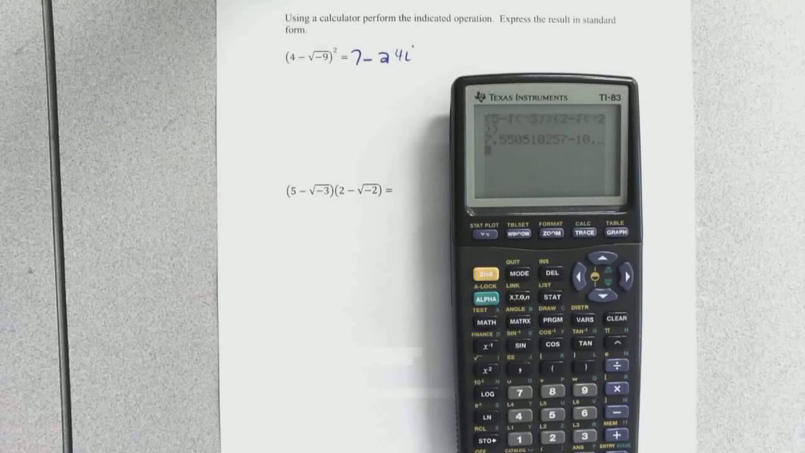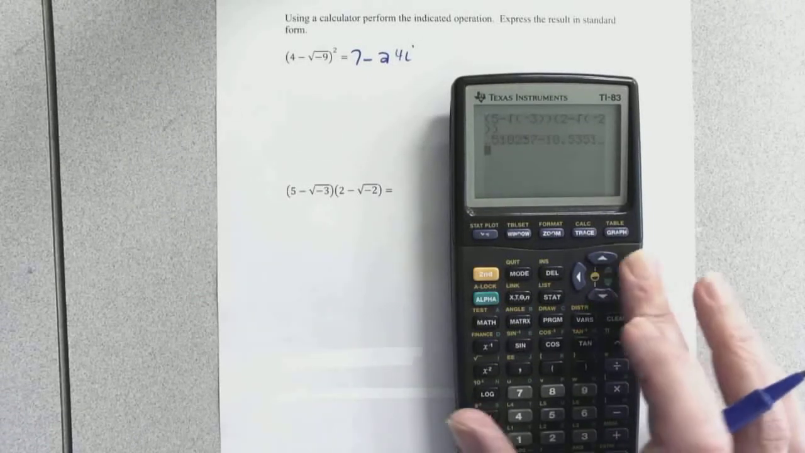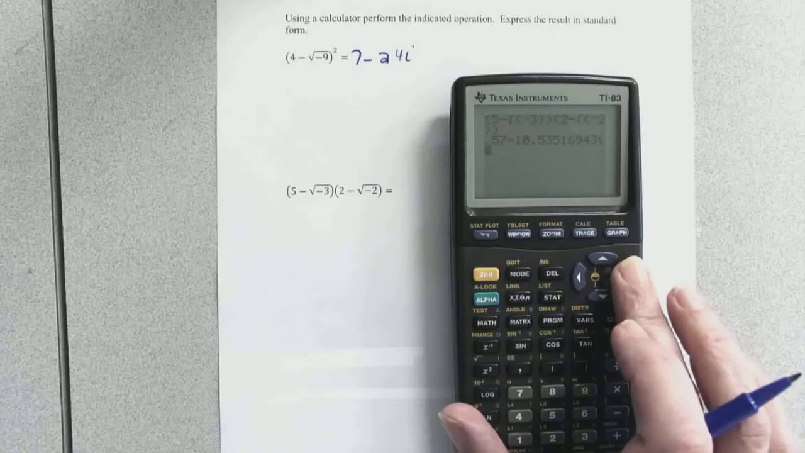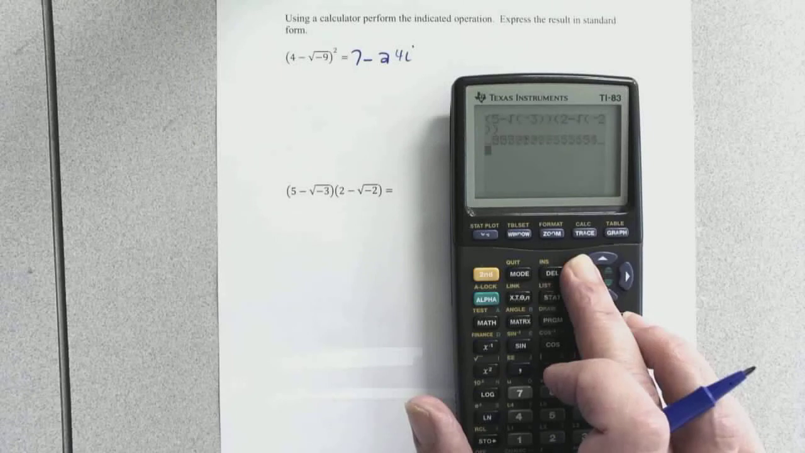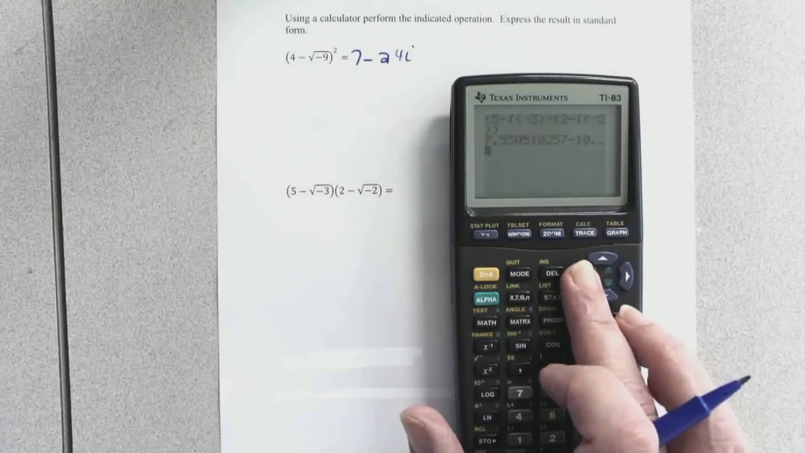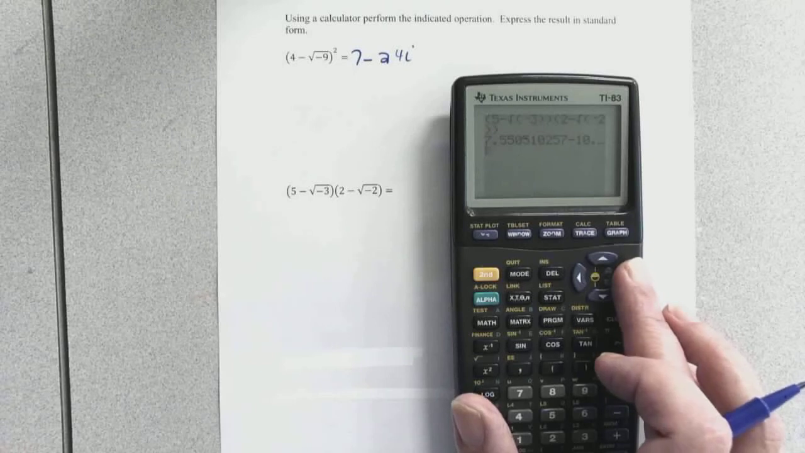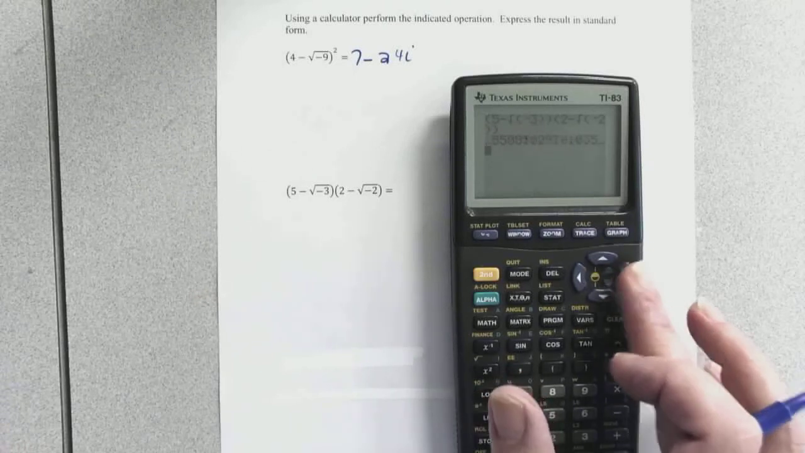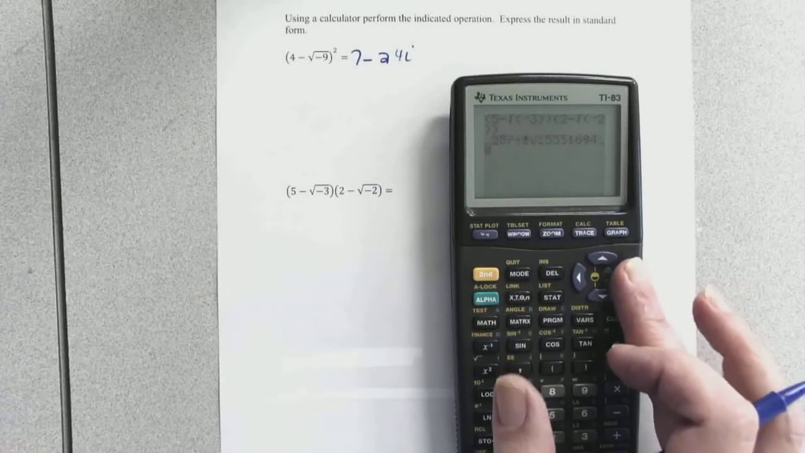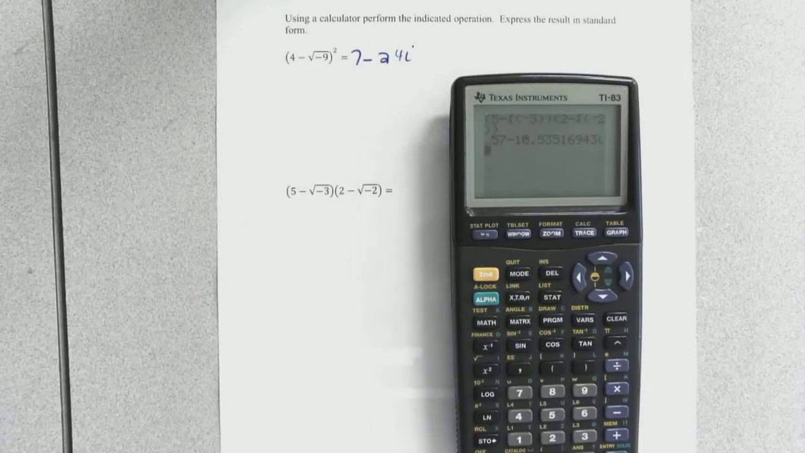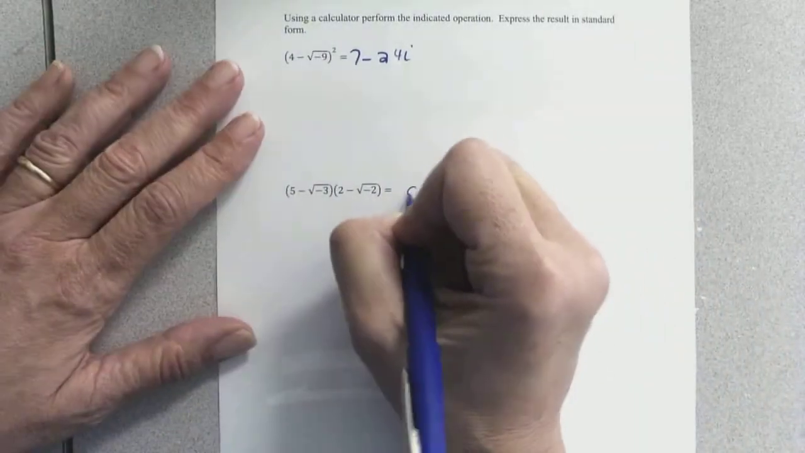And oh my God, that's not what I wanted to see. You're not seeing the whole answer. If I arrow over, notice as I arrow over, eventually I see the whole answer. There's the I at the end. And so then this was the beginning of the answer. So the answer starts out 7.55051057 minus 10. Go over, minus 10.53516943I. That is not the answer we want. Never give me decimals unless I give you decimals. So here, the calculator did not give me an answer I wanted.